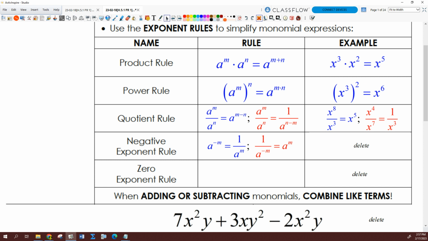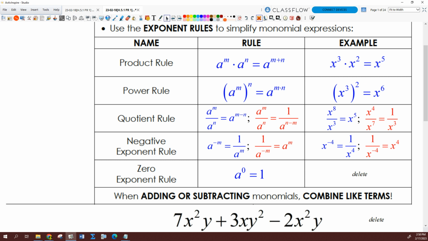Okay, let's jump down for a second to the negative exponent rule. A to the negative m, if I have a negative exponent, that's equivalent to 1 over a to the positive m. So for example, x to the negative 4 is the same thing as 1 over x to the positive 4. Okay, now hold that thought.